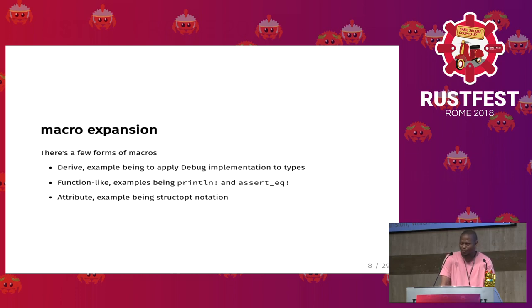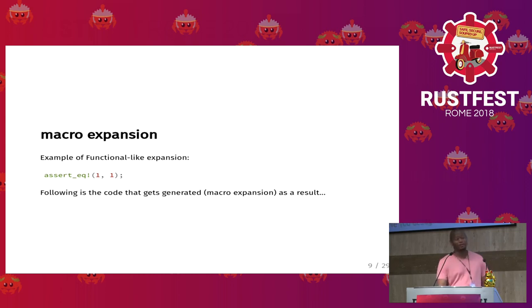That is one example. The second example is function-like. This one is quite common, everybody comes across it. A big example is println, that's also a macro. And then you also have the attribute form, which I encounter when I write code with StructOpt, which I'm actually a fan of. StructOpt is a crate built on top of Clap, which does command line interface parsing.